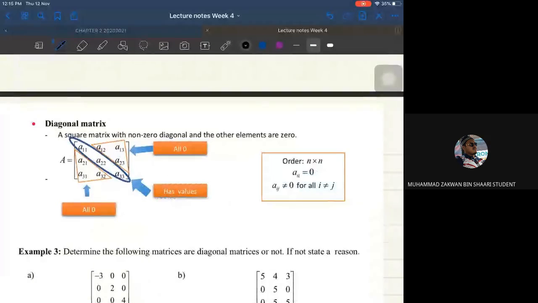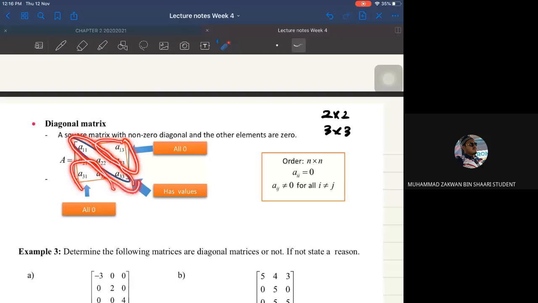Okay, the next one is diagonal matrix. So diagonal matrix dia mesti a square matrix. Okay, diagonal matrix mesti square matrix. Maksudnya dia mesti dalam bentuk 2 by 2 or 3 by 3. Okay, and apa ciri-ciri diagonal matrix? Only the diagonal part yang ada nilai. Yang lain semua 0. That is diagonal matrix. Okay, dia tak sama dengan leading diagonal tadi. Okay, leading diagonal kita nak tahu diagonal dalam sesuatu matrix tu apa. Okay, when we say diagonal matrix, so semua nilai ni kosong kecuali the diagonal ni yang ada value.